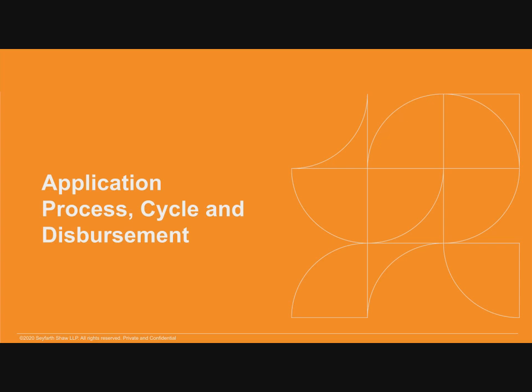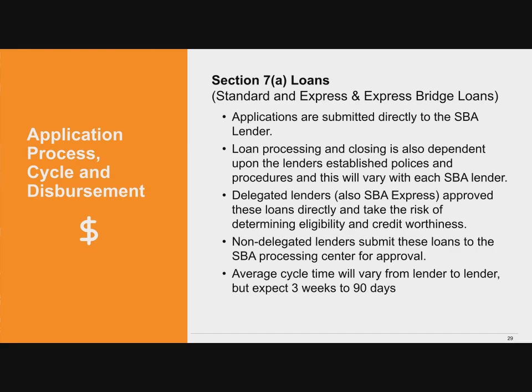Application process, cycle, and disbursement. This is what everybody wants to know, certainly. The SBA 7A loan program is the standard bearer of what we do, most of us. It's the largest loan program that the SBA offers, although the SBA 504 is a great program. It's an economic development program. Focusing on the 7A here today, the process, again, is very lender dependent.